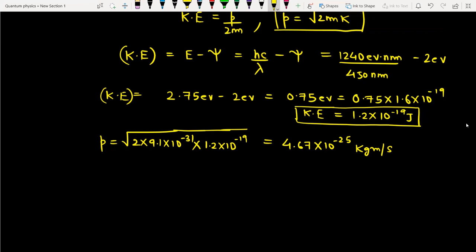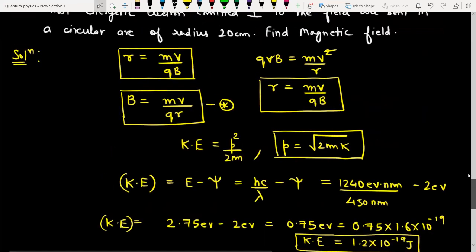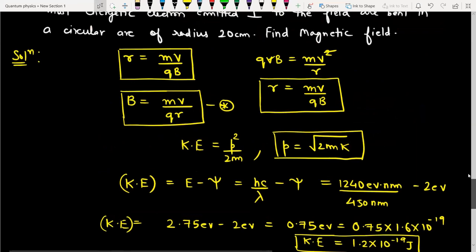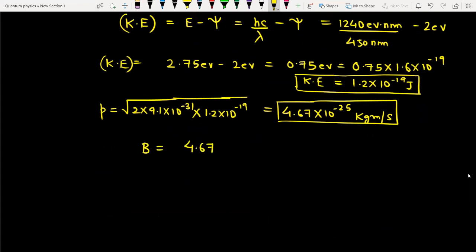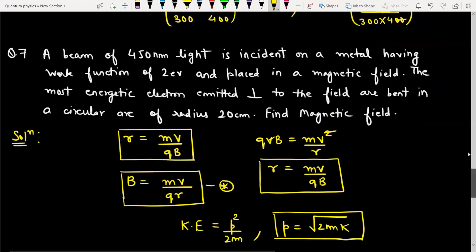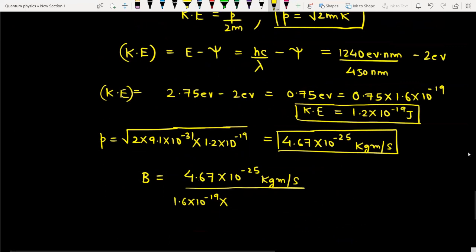Now since we have momentum, it is very easy. We just need to substitute the value of this mass times velocity. The magnetic field is mass times velocity over q times r, and this mass times velocity is nothing but the momentum. So we get the magnetic field as 4.67 into 10 raised to the power minus 25 kg meter per second over q times r. q is 1.6 into 10 raised to the power minus 19, times r. If r is 20 centimeters, we should convert it into meters, so that will be 0.20 meters. If we calculate this expression, the value of the magnetic field is 1.46 into 10 raised to the power minus 5 Teslas. This is the value of the magnetic field. So we solved this particular problem.